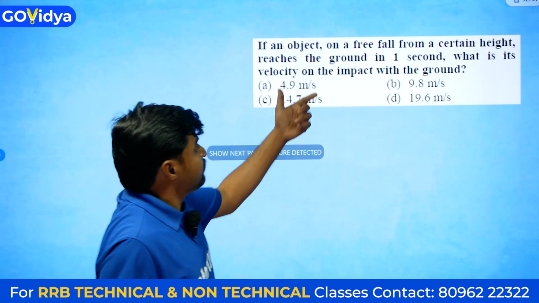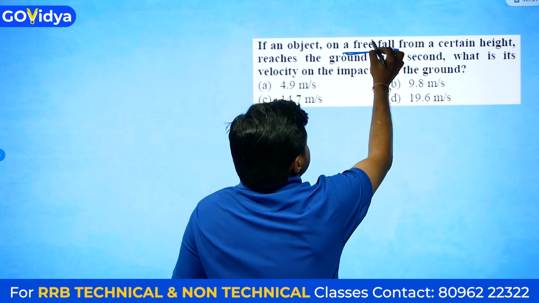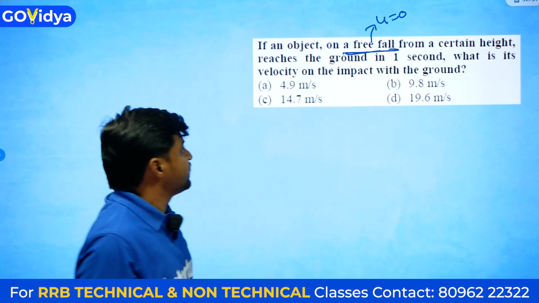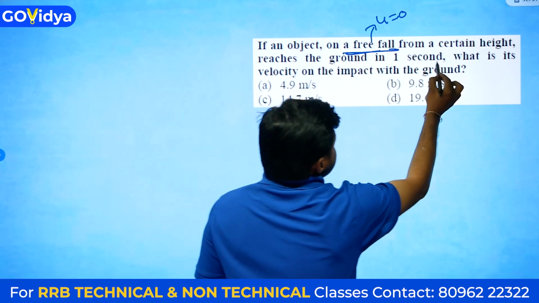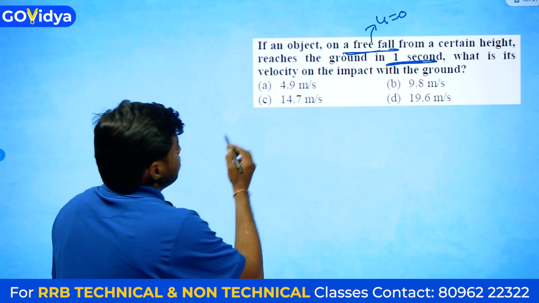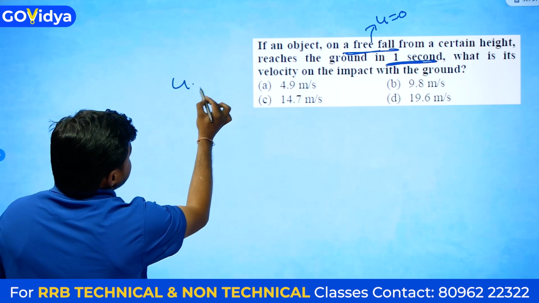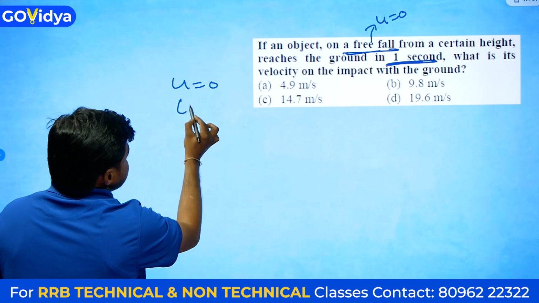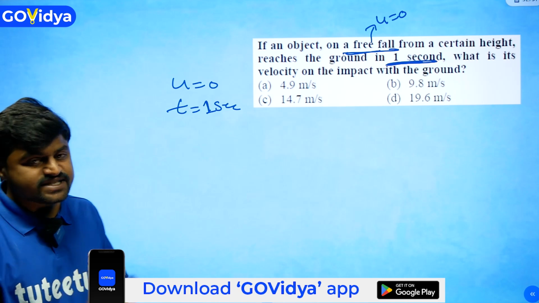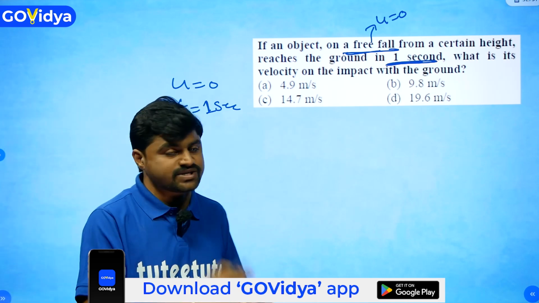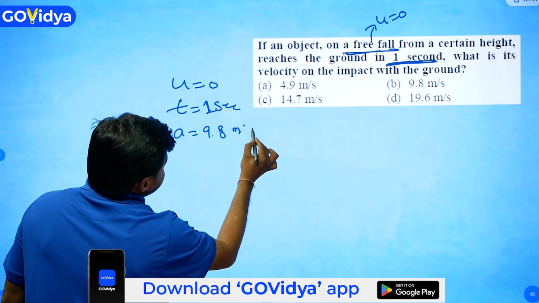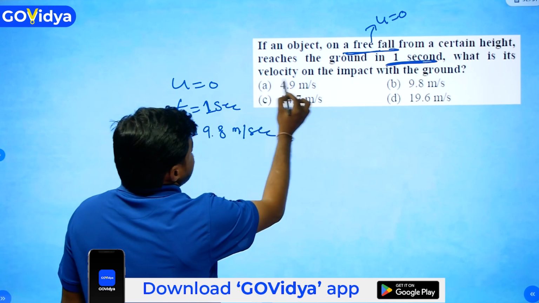If an object is in free fall, it means u is equal to 0. From a certain height, it reaches the ground in 1 second. What is the velocity on impact with the ground? What is given? u is equal to 0 and time is equal to 1 second. Acceleration is not given. If acceleration is not given, we have to take 9.8 meter per second square. A is equal to 9.8 meter per second square. We have to find the velocity on impact with the ground.